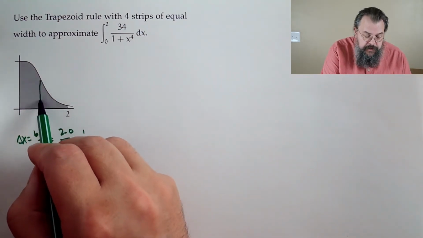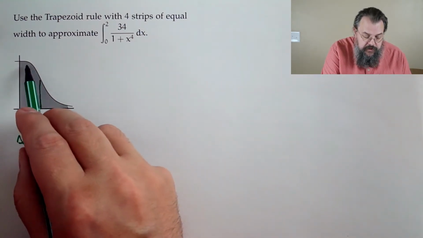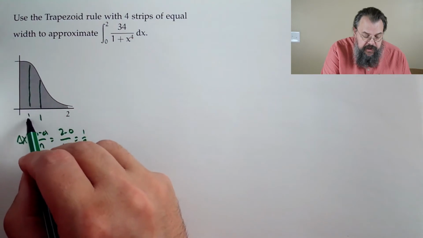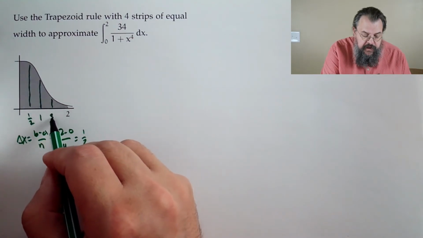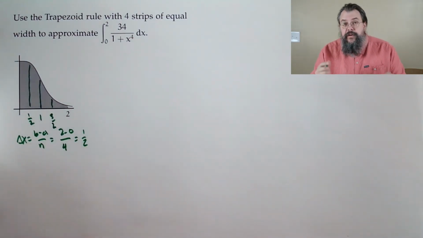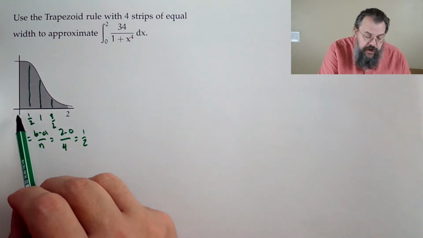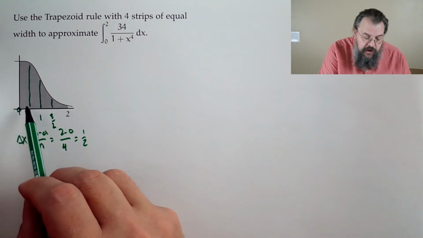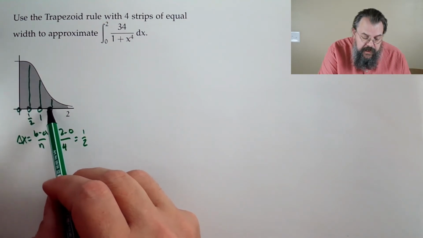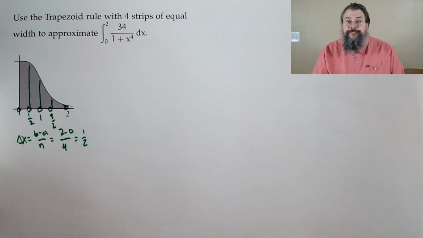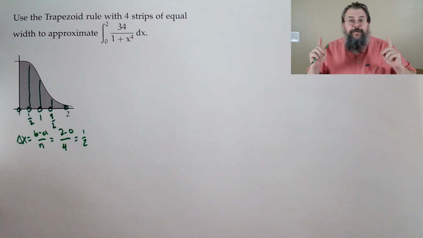And we can see how to split it up. We just split it in half and split it in half again. All right, so there we have our points. So the trapezoid rule says, look, we're going to use all 5 of these pieces of information. You might think, wait, but there's 4 strips, right? We're going to use both the endpoints in a sense.